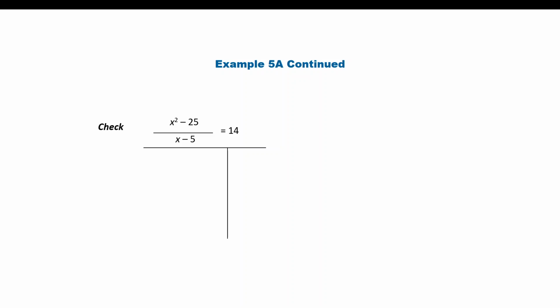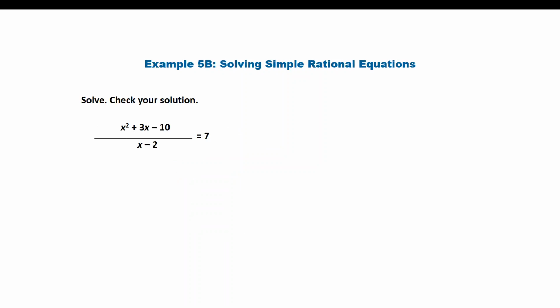So x equals 9, and you can check. Always you could check your answers. So substituting for x as 9, we just substitute in, multiply it out, and sure enough, 14 does equal 14.